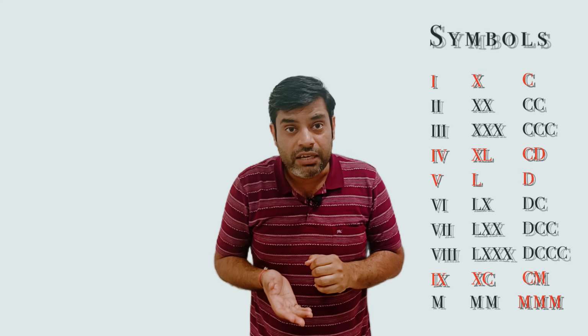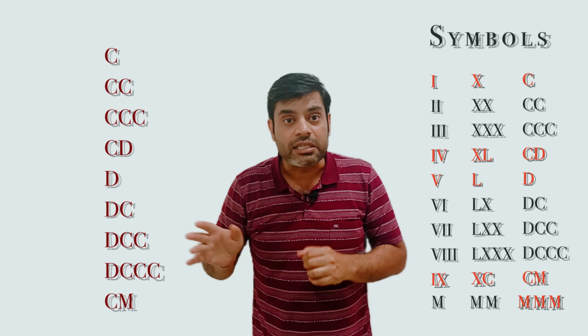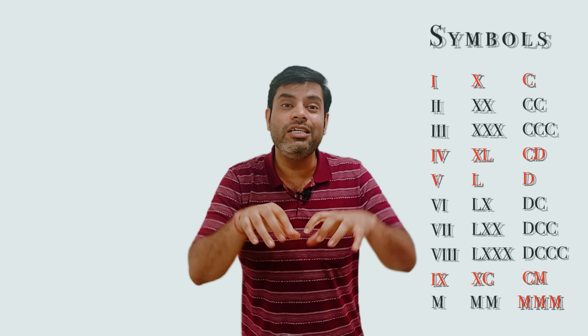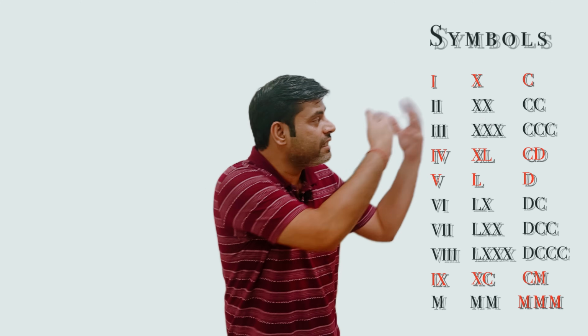Same way for C, we know C makes 100, 200, 300, 400 to 900, sometimes with the help of D and sometimes alone. But in 90, XC is also using C. So this is also important. So once you understand this table, the 30 numbers, it becomes easy for you.